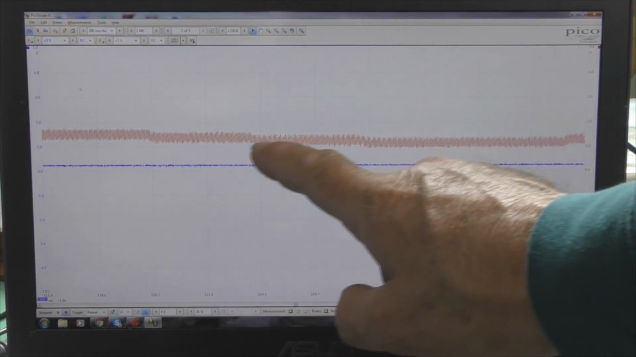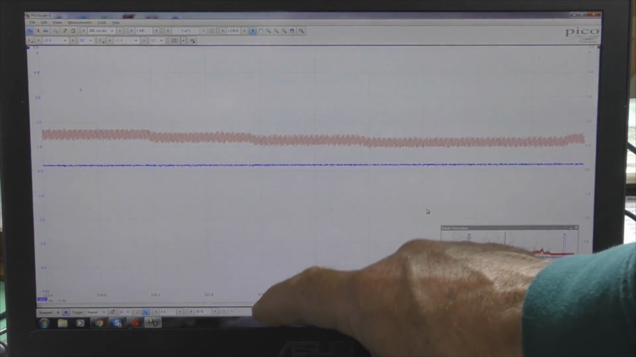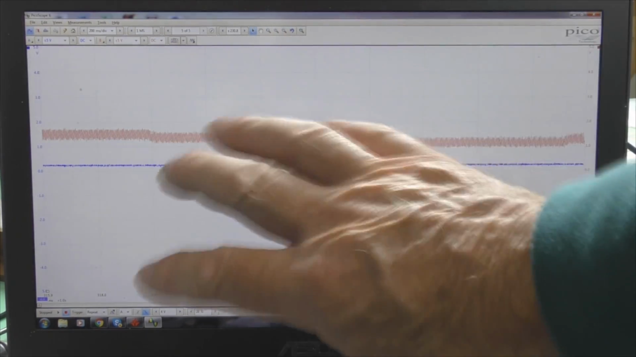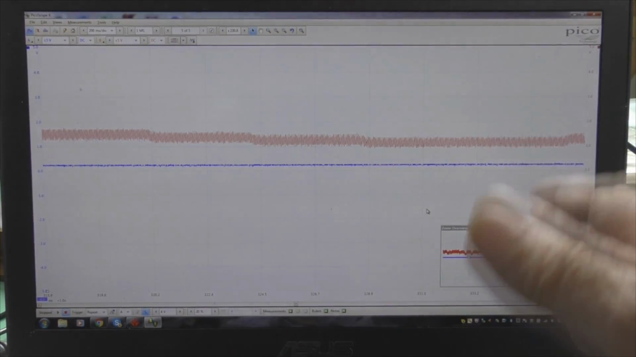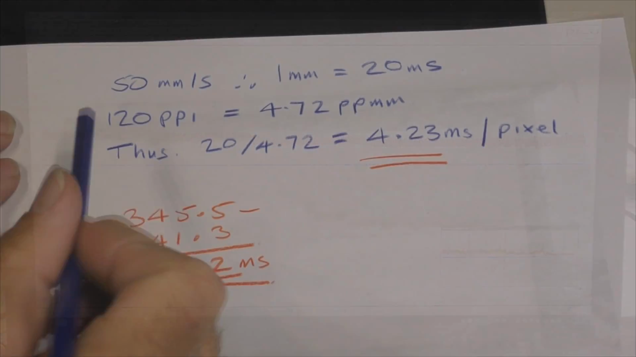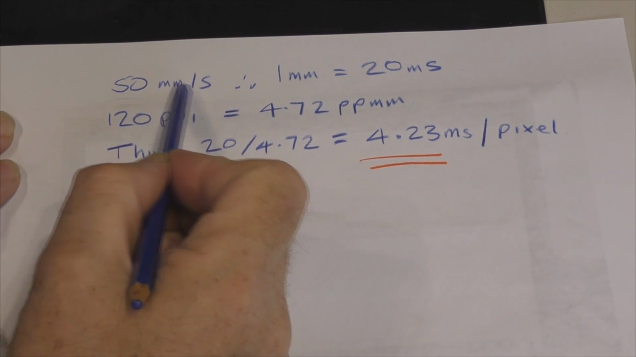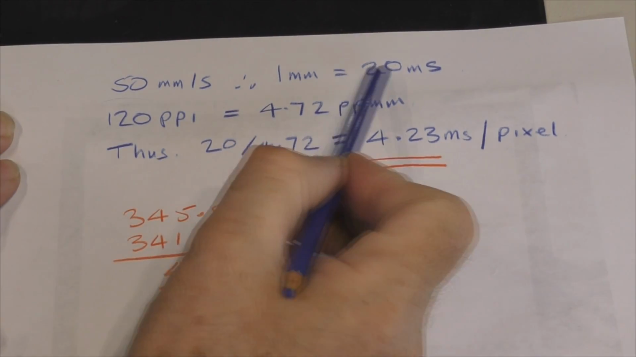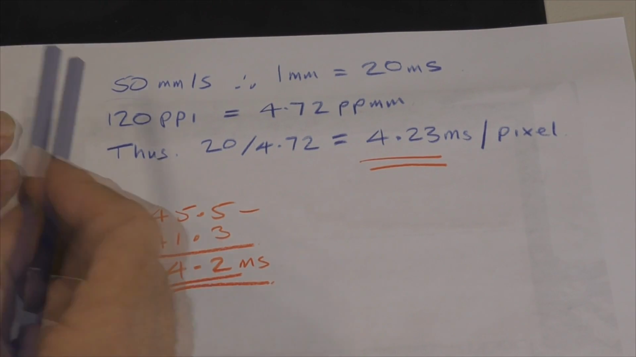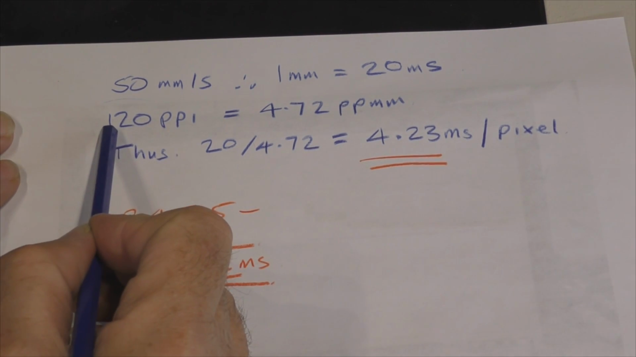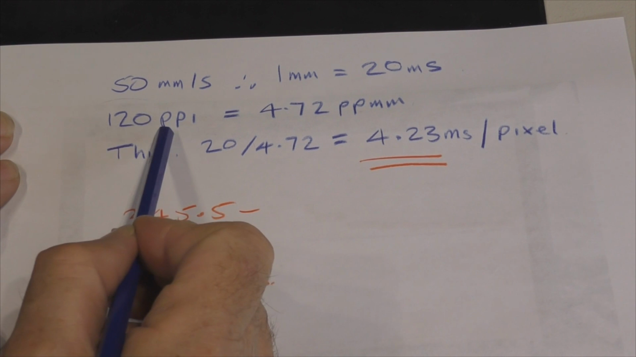Now you can see the individual pixels here, and so what I've done, I've looked at the time base at the bottom, and I've tried to work out what the approximate length of a pixel is. Now you can see that there's a bit of a slope here on each one of these, so it's not an exact science to get exactly where the step is. Now, we were running this program at 15 millimeters per second, and if I try to find out how long it takes for 1 millimeter, that's a 50th of a second, which is 20 milliseconds. Now, we're also running the program with 120 pixels per inch resolution.